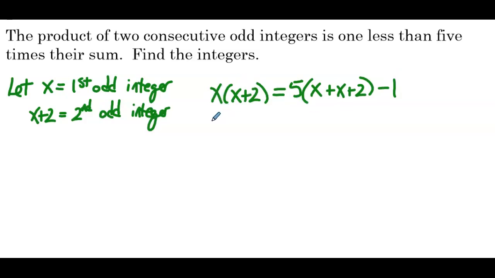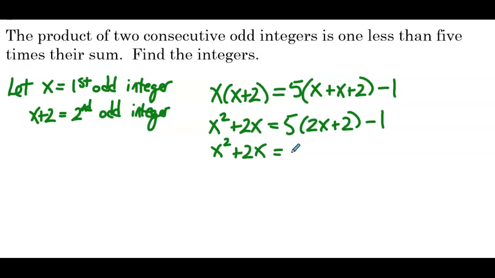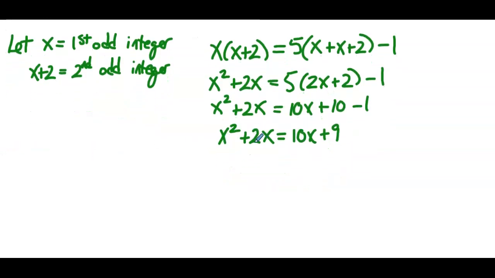So we'll start by distributing here. So we have x squared plus 2x equals 5 times 2x plus 2 minus 1. We'll distribute the 5, so x squared plus 2x equals 10x plus 10 minus 1, which gives us x squared plus 2x equals 10x plus 9. We have a quadratic equation. We need to set it equal to 0. So subtract 10x, we get x squared minus 8x, and then we'll subtract 9, so minus 9 equals 0.